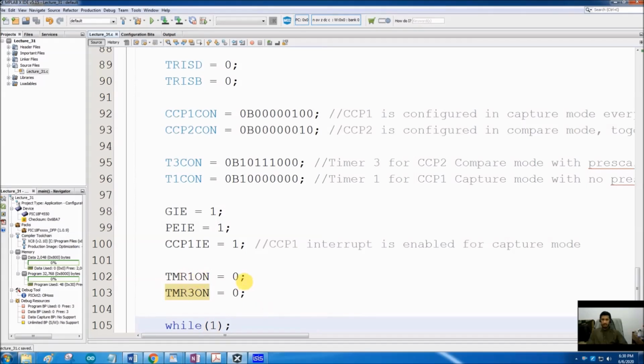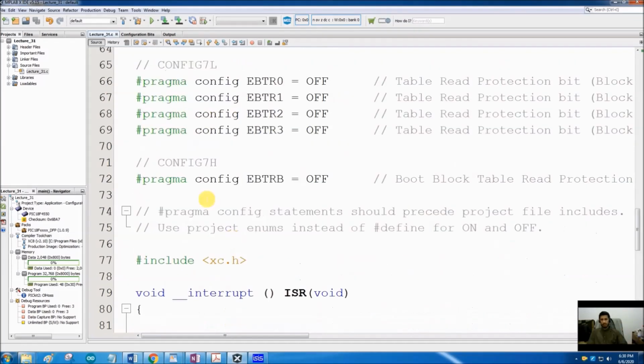I have turned on the timers. Timer 1 is now on, and the interrupt for CCP1 is on. So the CCP1 is waiting for any event to occur at the input pin, the physical pin, and as soon as a falling edge occurs, it will capture the value of timer 1 and it will go to the interrupt and display it on the port.